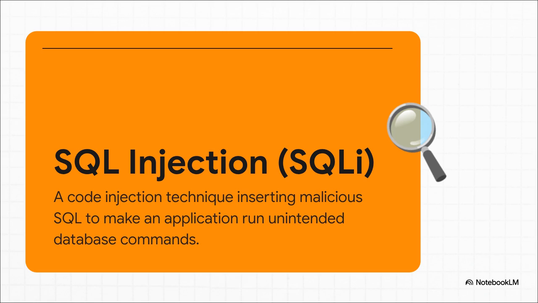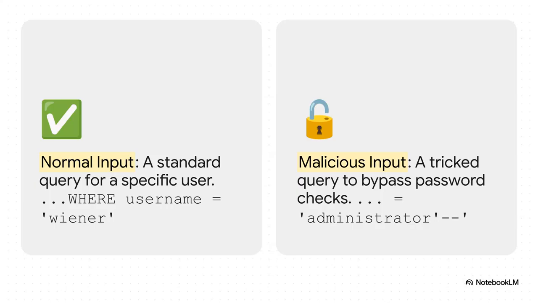Now, for decades, this has been a favorite tool for hackers. The basic idea is you trick a database by sending it a secret command that's disguised as totally normal data, like, say, a username. Here's a perfect example. A normal input is just asking the database for a specific user. Simple enough, but look at the malicious one. The attacker searches for administrator, but then adds two little dashes at the end. In the SQL language, those dashes mean ignore everything that comes after this. It's a comment. So the part of the code that checks for a password, the database just completely ignores it. And boom, just like that, they're in.